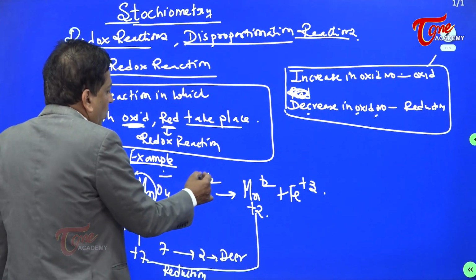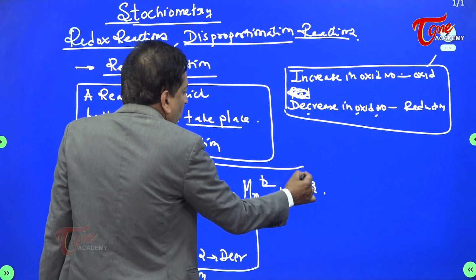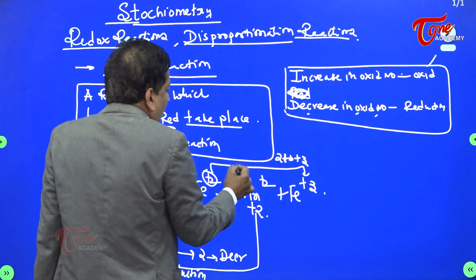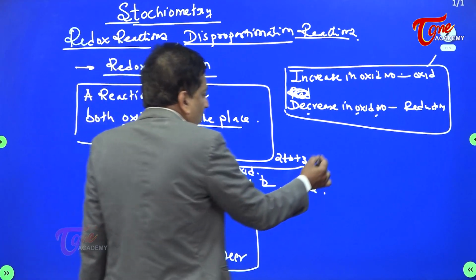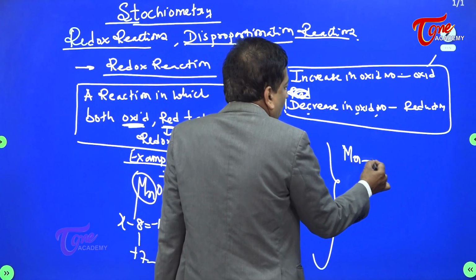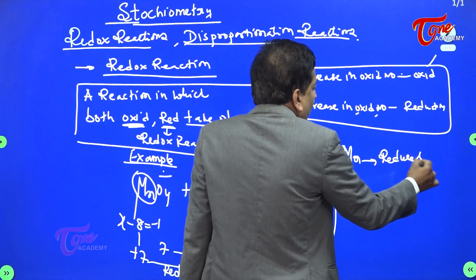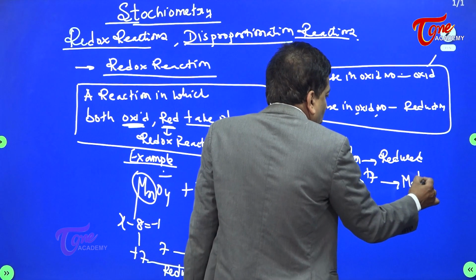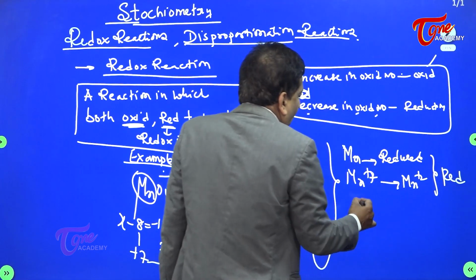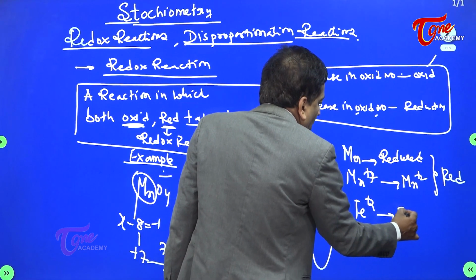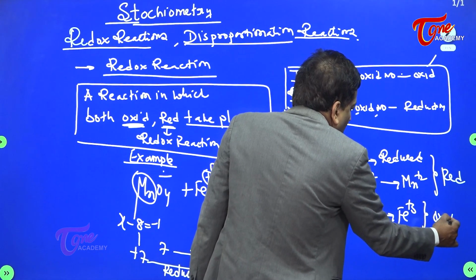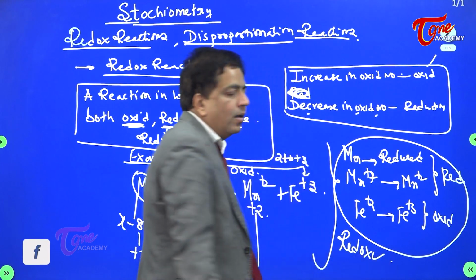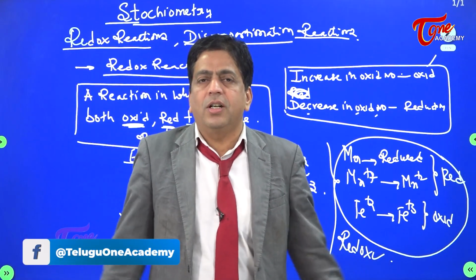Now coming to the oxidation, you can see here Fe plus 2 is getting oxidized to Fe plus 3, plus 2 to plus 3. Basically this is oxidation. So you can see manganese getting reduced from Mn plus 7 to Mn plus 2. This is reduction, and Fe plus 2 is oxidized to Fe plus 3. This is oxidation. Both are happening in the same reaction, so I call this a redox reaction. You must understand here.